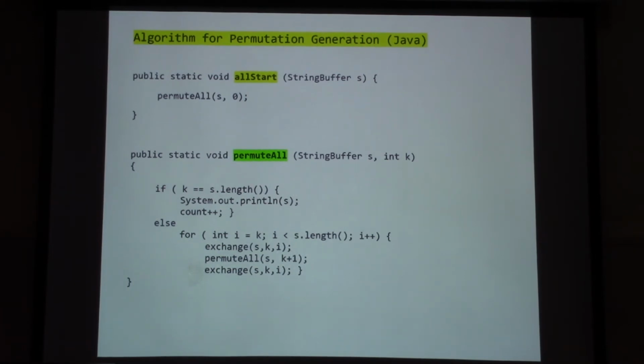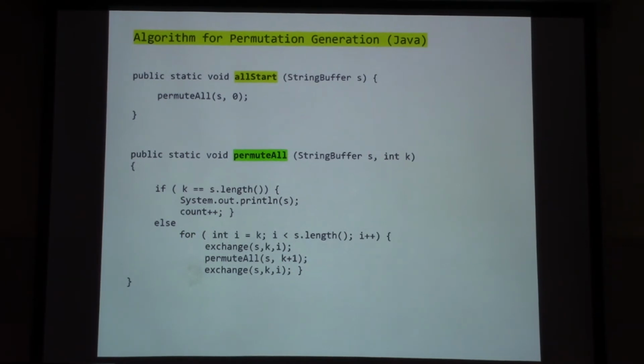So if the word is cat, C-A-T, then cat is going to come in here, and then cat with k equal to 0 will come in here. Is k equal to the length of the string? No. But notice that through all of the recursive calls to permute all, what am I doing with this value? It always goes up by 1.